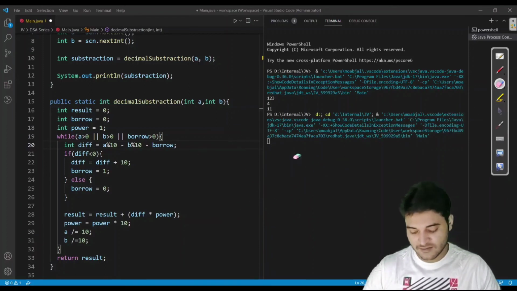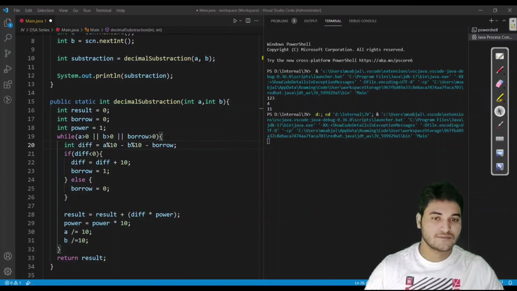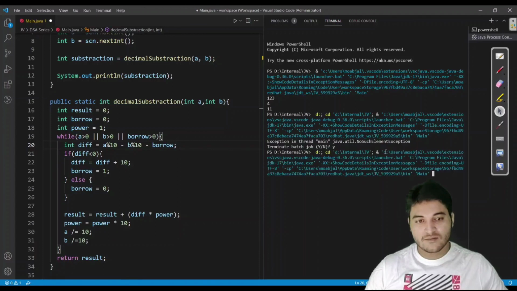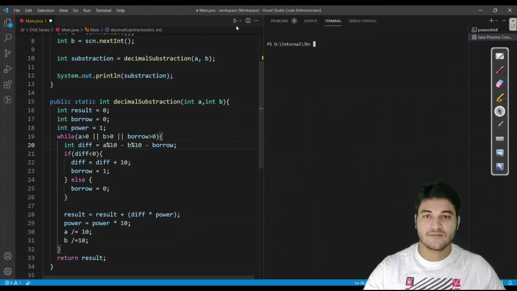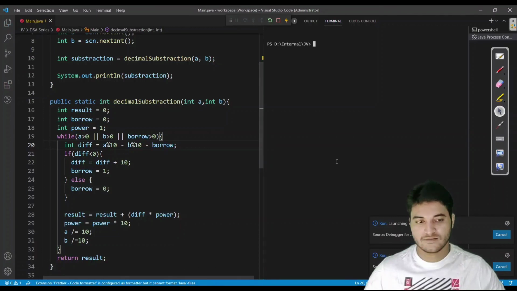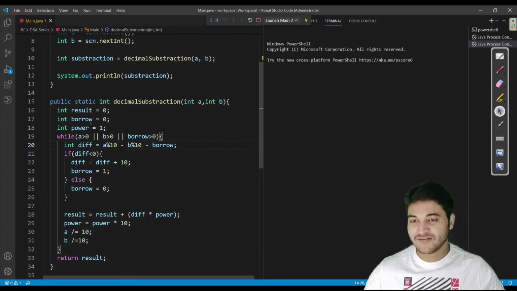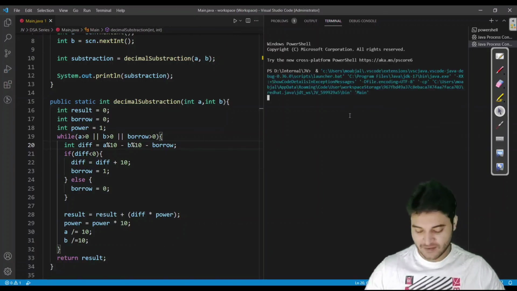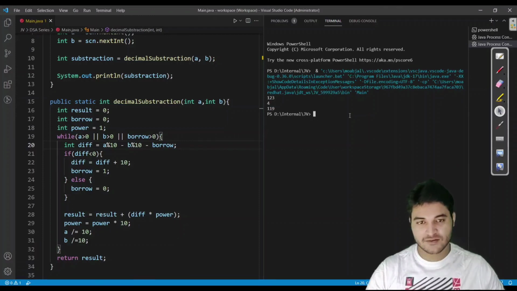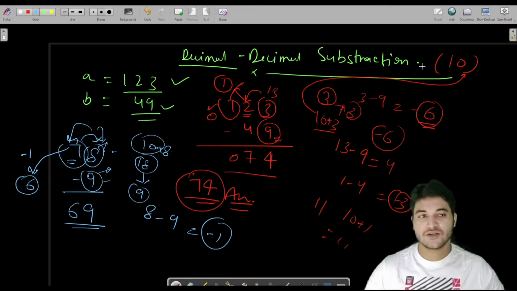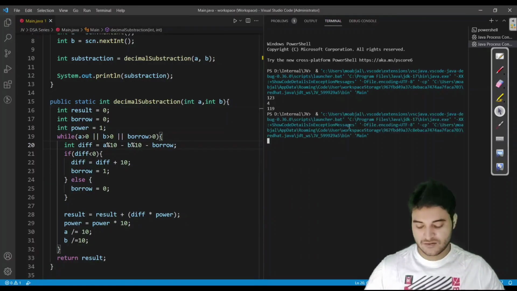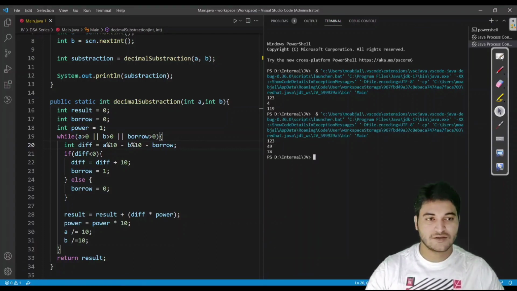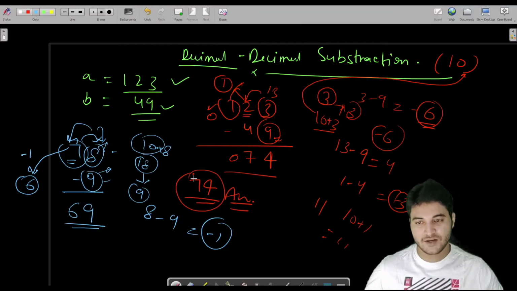So let us give it a run now. I hope it should work this time. We have done a very slight mistake. Let us say 1, 2, 3 and 4. Yes, so this time it is giving us the correct result. Let us test with one more input, which was 1, 2, 3 and 49. So 1, 2, 3 and 49. 74. Let us check. Yes, we are getting 74.